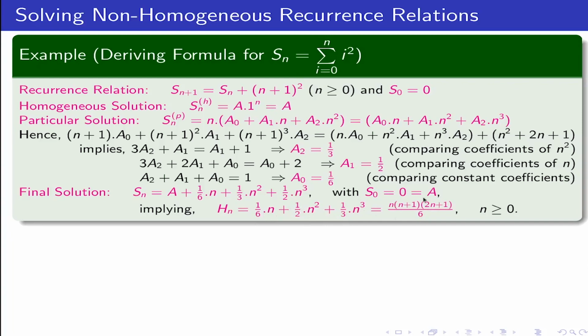If you simplify it by a fractional kind of an answer, you will see n into n plus 1 into 2n plus 1 by 6. Isn't it the right guess? Because 1 square plus 2 square plus 3 square up to n square is this closed formula as we know from school.